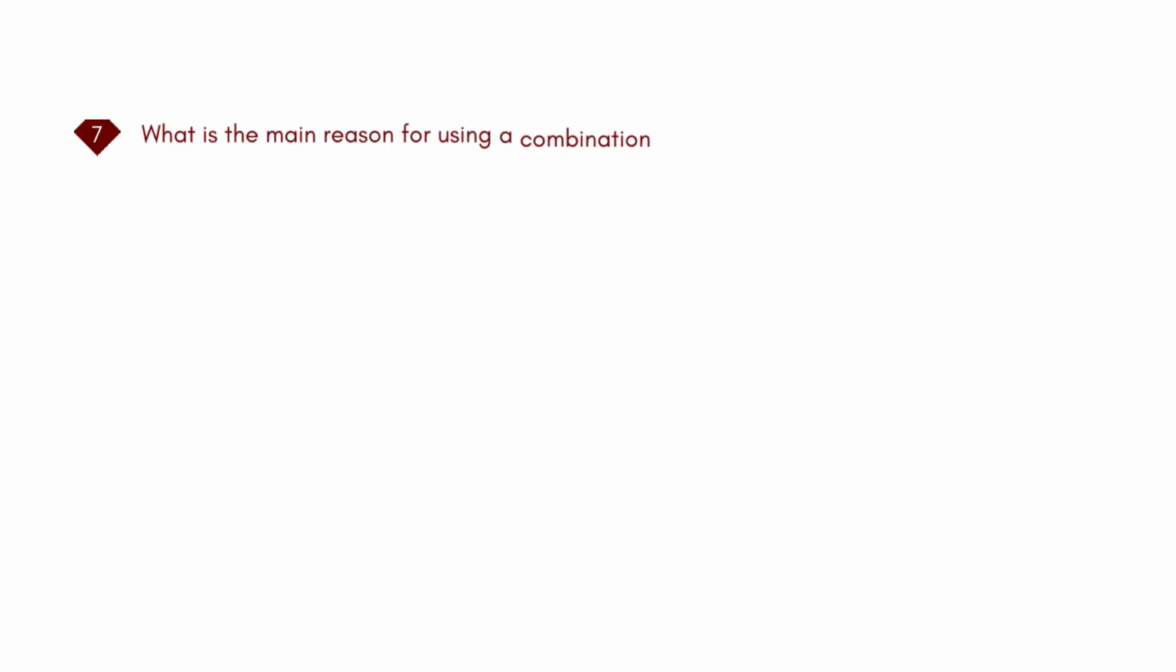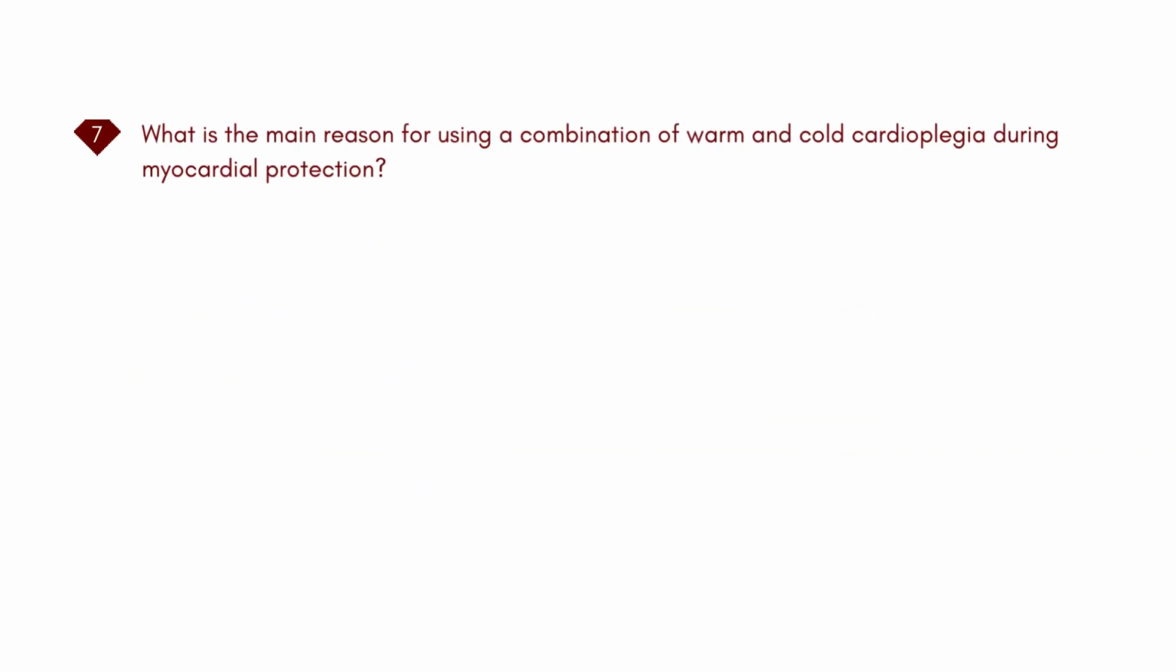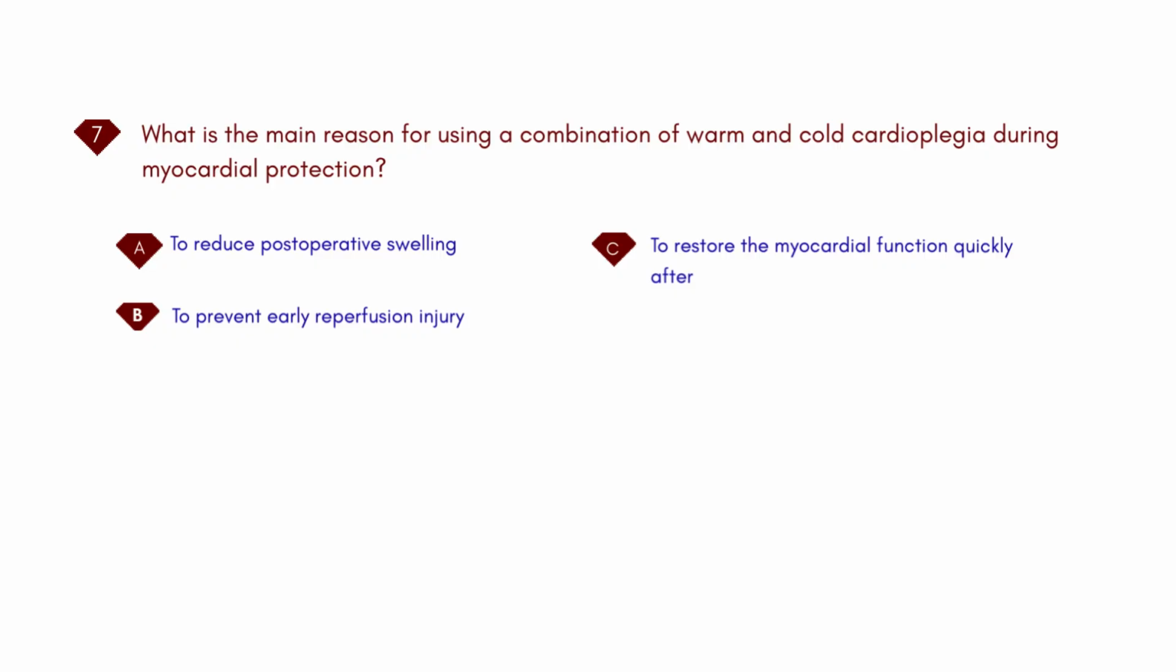What is the main reason for using a combination of warm and cold cardioplegia during myocardial protection? A. To reduce postoperative swelling. B. To prevent early reperfusion injury. C. To restore the myocardial function quickly after surgery. D. To increase the duration of myocardial arrest.